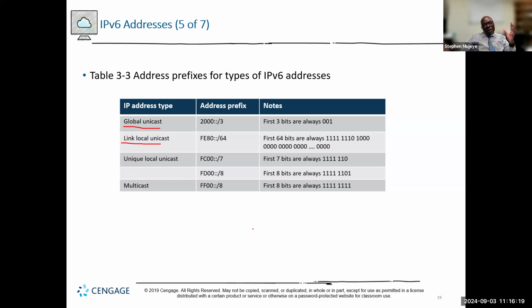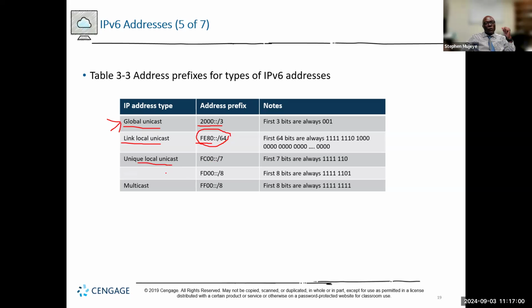If we were to make a comparison with IPv4, this is the equivalent of private IP addresses, and this would be the equivalent of public IP addresses, the global unicast. So if you see anything starting with 2000, that's an example of a global unicast, whereas FE80 is an example of a link-local unicast. When you are using these IP addresses, you are talking with your neighbors. You are not talking with anybody outside of your link or outside of your network.